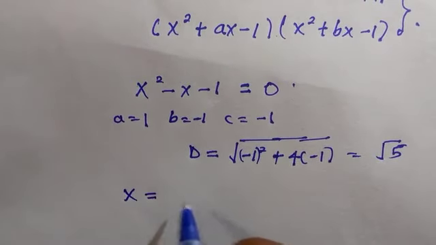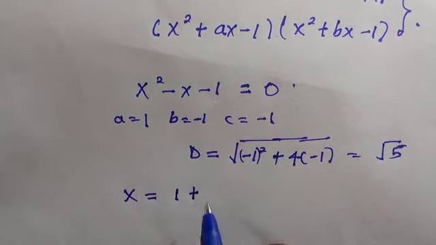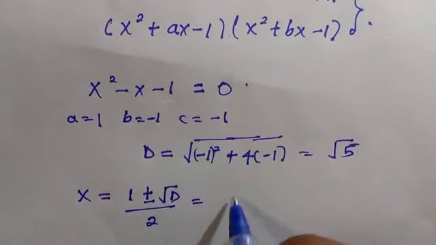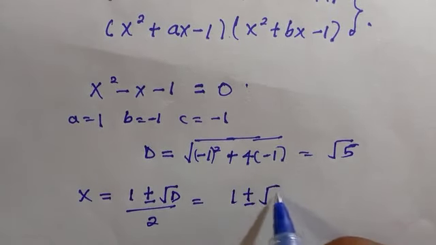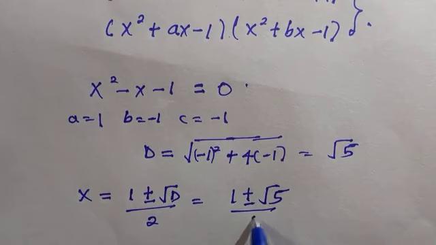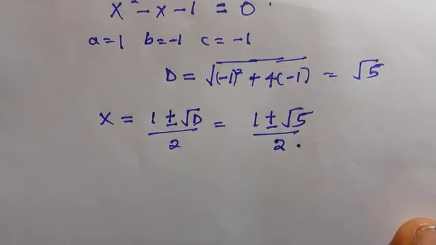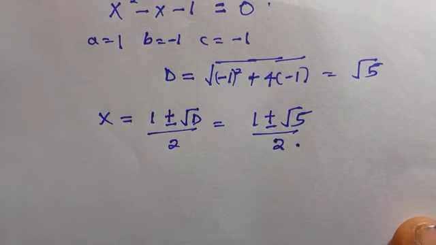So this plus should be minus. Then we have x equals to 1 plus or minus the square root of d divided by 2, which we have this as 1 plus or minus root 5 divided by 2. So here is the result for this problem.